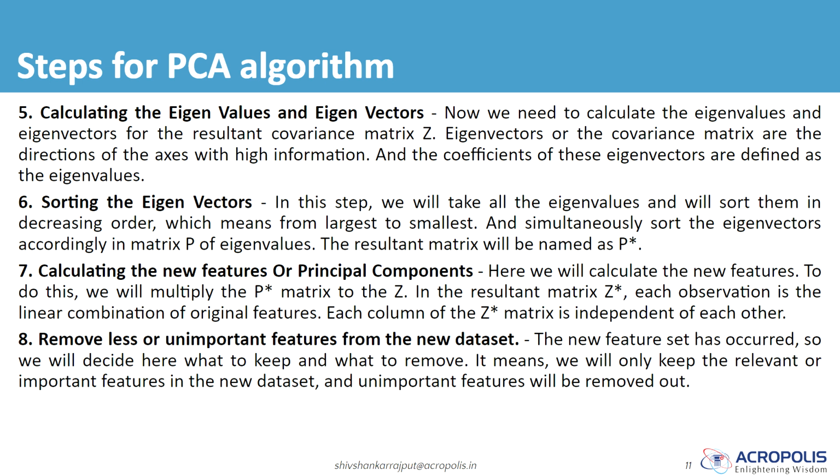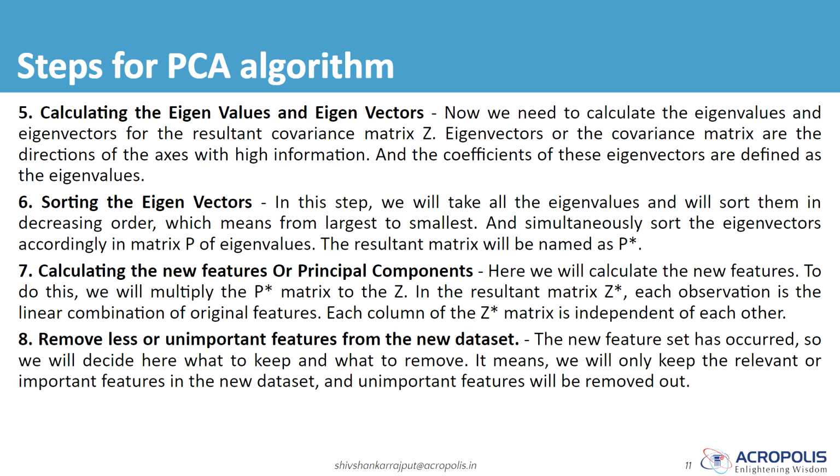Now sorting the eigenvectors. In this step, we will sort the eigenvalues. Now calculating the new features or principal components. Here we will calculate the new features. To do this, we will multiply the P matrix by Z to get the resultant matrix Z. Each observation is a linear combination of the original features, and each column of the Z matrix is independent of the others. Here the columns are independent of each other, but the rows are dependent.